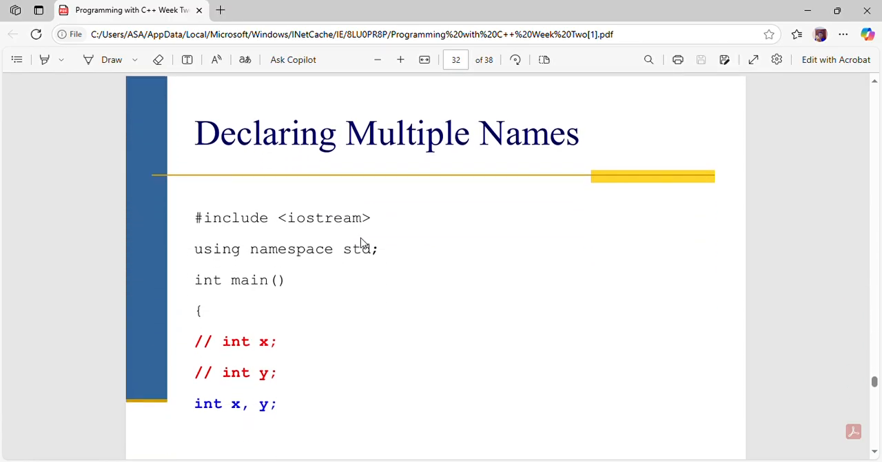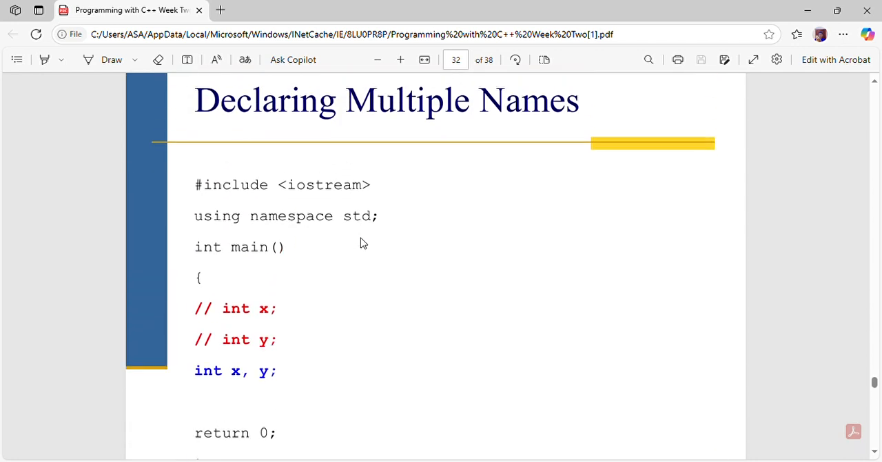Let's look at some examples of multiple names being declared. So we have our main source code: int x, int y, and int x, y. You see, the ones with the red indication here are the single ones, and then the one with the blue here is the combined one, which has been separated by the comma there.